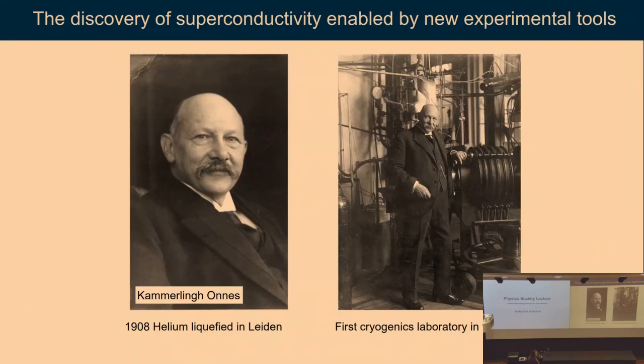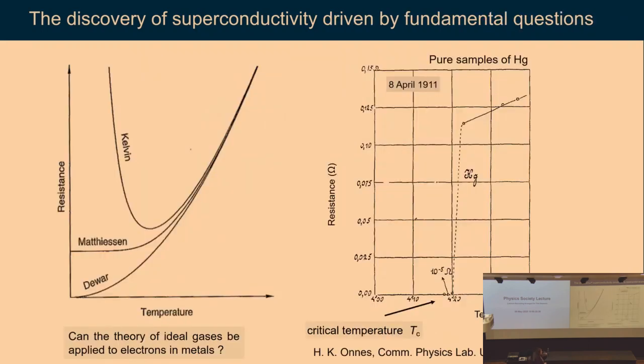So the history of superconductivity started when scientists, more than 100 years ago now, were developing new tools to be able to understand matter. And this was Kamerlingh Onnes in Leiden. He was the first person who liquefied helium and set up the first cryogenics laboratory in the world. So this gave him new opportunities to try to understand things about matter, and in particular, one question he was trying to address was what happened to electrons when we cooled a material down to very, very low temperatures.